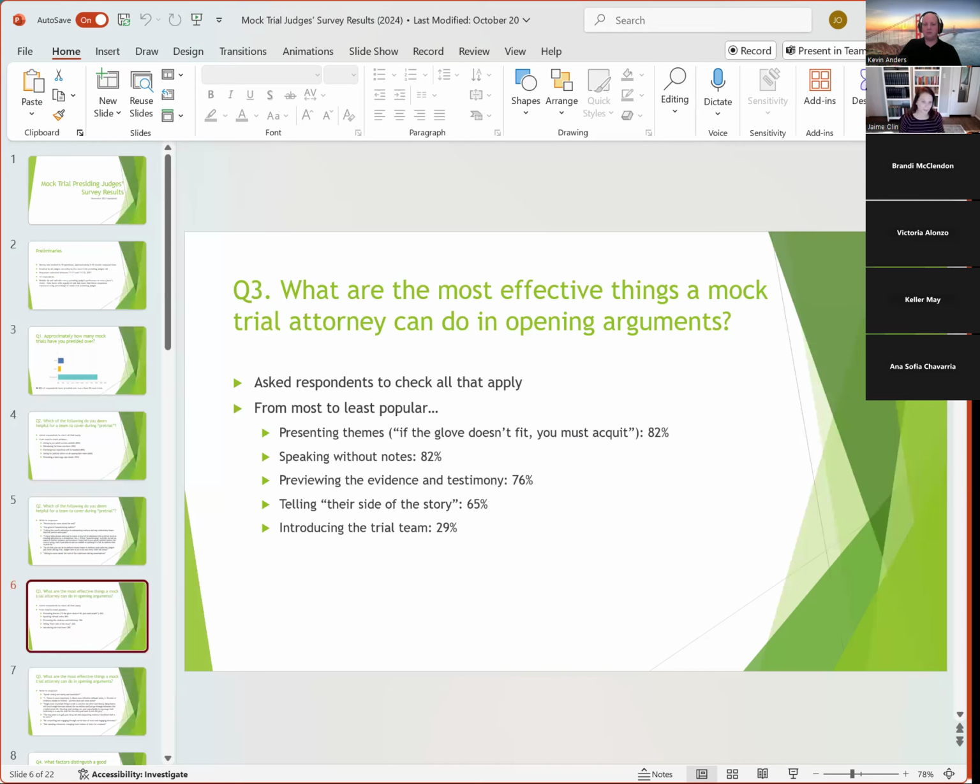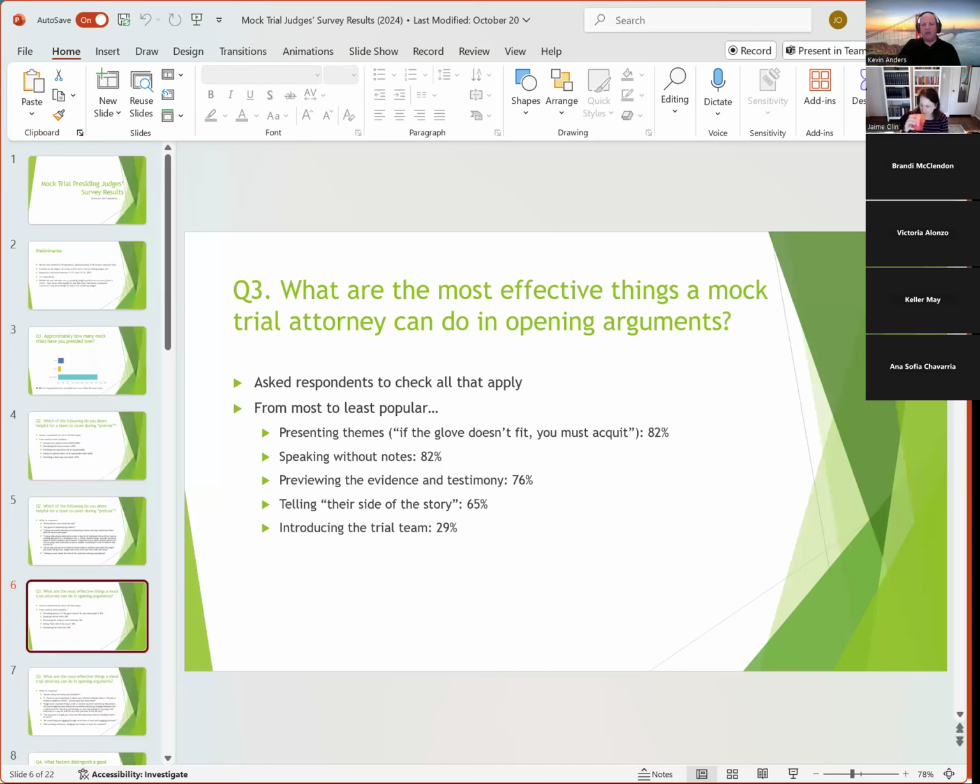Here's what you saw. And then the least popular was introducing the trial team. It's certainly something you can do. There's nothing wrong with doing that. But if that was already done during pretrial, it is not necessarily something that needs to be repeated during opening. It's just a team preference. But our judges found that it wasn't as helpful as some of these other things. Kevin, what are your thoughts on openings?